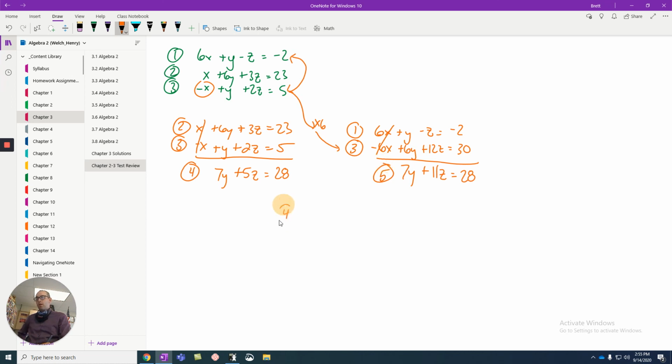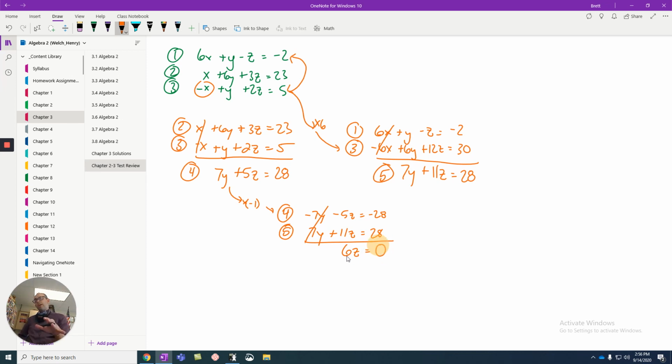So we're going to take 4, and we're going to take 5, and it doesn't really matter which one we're going to turn into a negative, but one of them's got to be negative. So I'll turn the top one into a negative. I'm going to multiply this by -1, okay? And it's going to produce a -7y minus 5z equals -28. My bottom equation I'm not going to touch. It's going to be fine. 7y plus 11z equals 28. As I combine these, my y's cancel. Then I've got -5z plus 11z is 6z, and that equals 0.